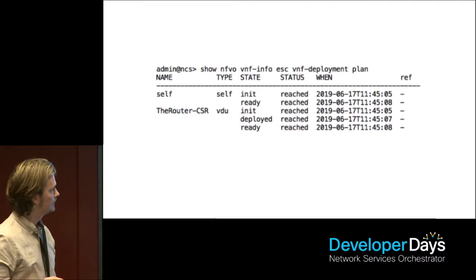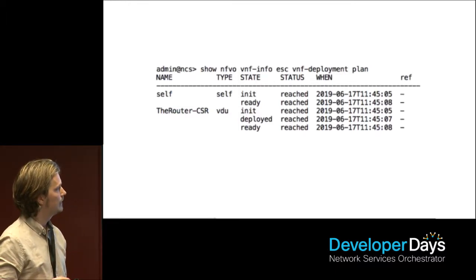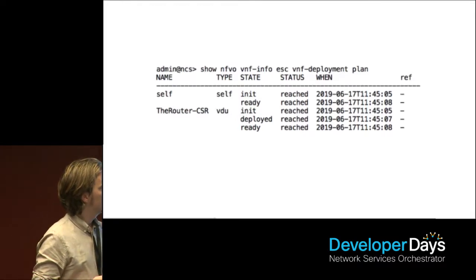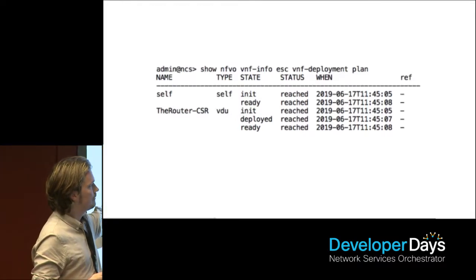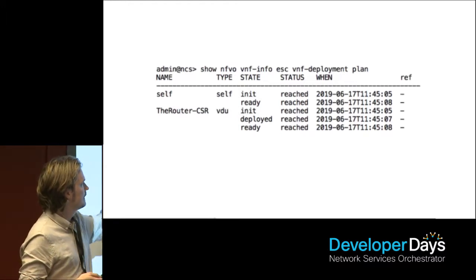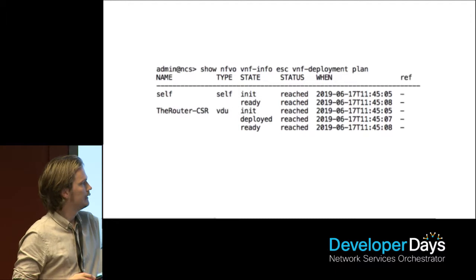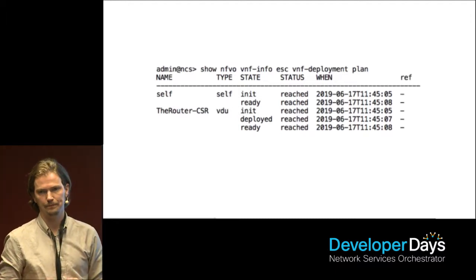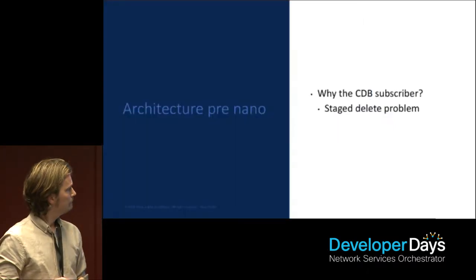And this is the plan that we end up with for a VNF info. It's a pretty simple plan. We have the init state and the self component that Tree talked about, and then we have the actual name of the VNF, and it's 3 stages. It's the init stage, it's deployed, and it's ready.